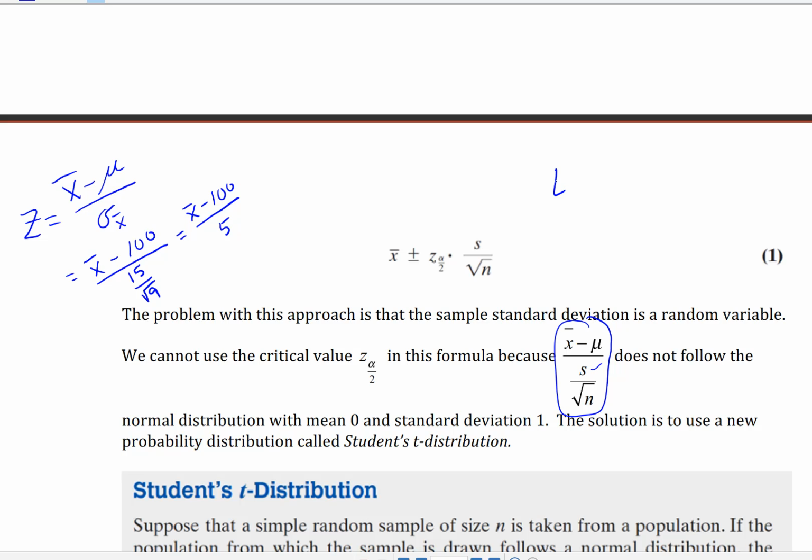I'm also going to compute a column that I'm going to call T, because William Gosset called his distribution the T distribution.